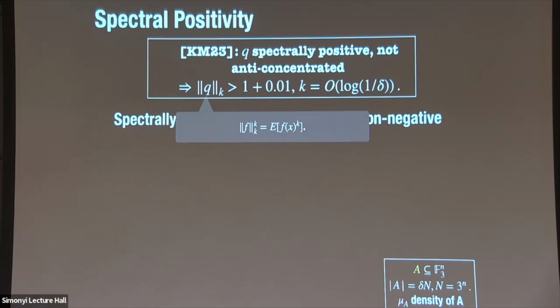Okay, so you are going to take larger values too, as quantified by this K norm for K, which is log 1 over delta. And the K norm again is with respect to expectations. You're just looking at the expected kth power of the density.